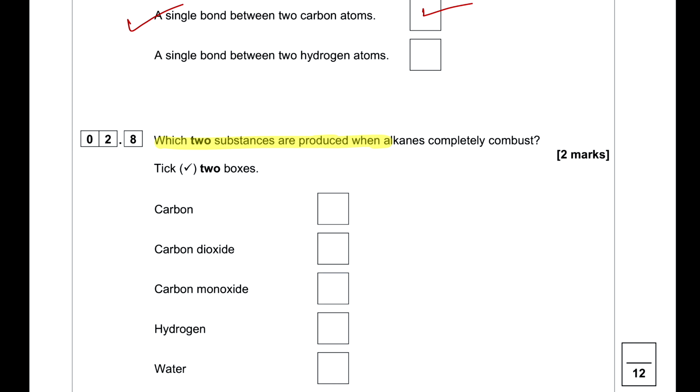Which two substances are produced when alkanes completely combust? When any alkane, for example methane, is burned in oxygen, it produces carbon dioxide plus water. That's a must. Now, carbon dioxide and water. However, incomplete combustion will also produce carbon monoxide and water.